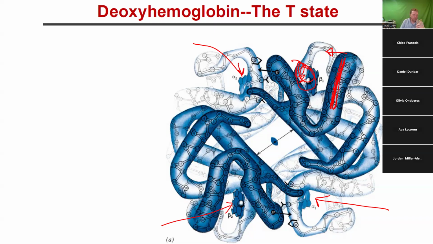Hemoglobin can bind 4 O2 because it has 4 heme rings, 4 places to bind O2. So we've got this heme ring that's going to bind to O2, which is going to cause this shift, and then another one, which is going to cause a shift, shift, shift.